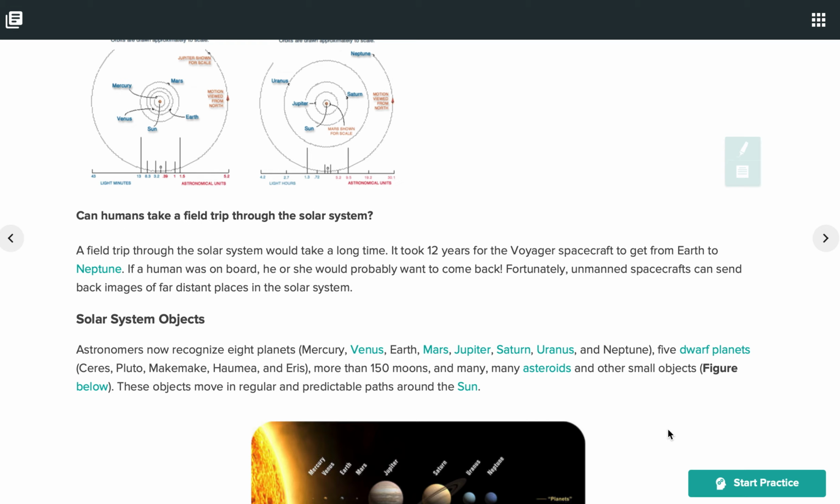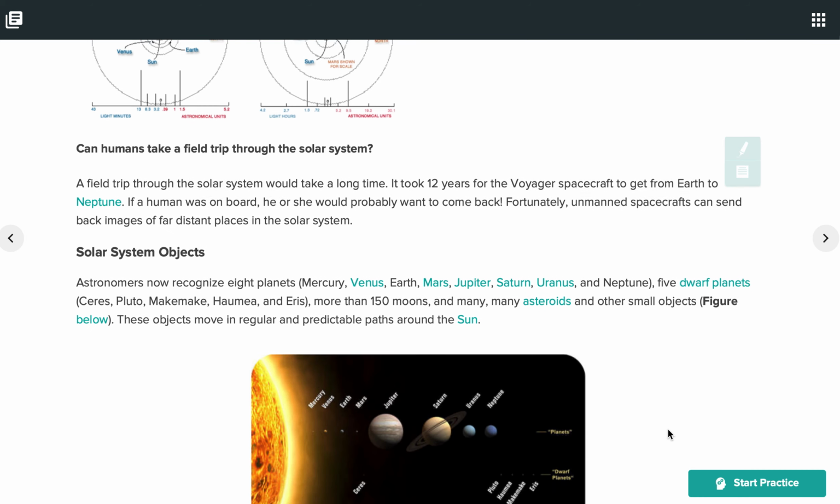So let's go ahead and start our reading here. Can humans take a field trip through the solar system? A field trip through the solar system would take a long time. It took 12 years for the Voyager spacecraft to get from Earth to Neptune. If a human was on board, he or she would probably want to come back. Fortunately, unmanned spacecraft can send back images from far distant places in the solar system.